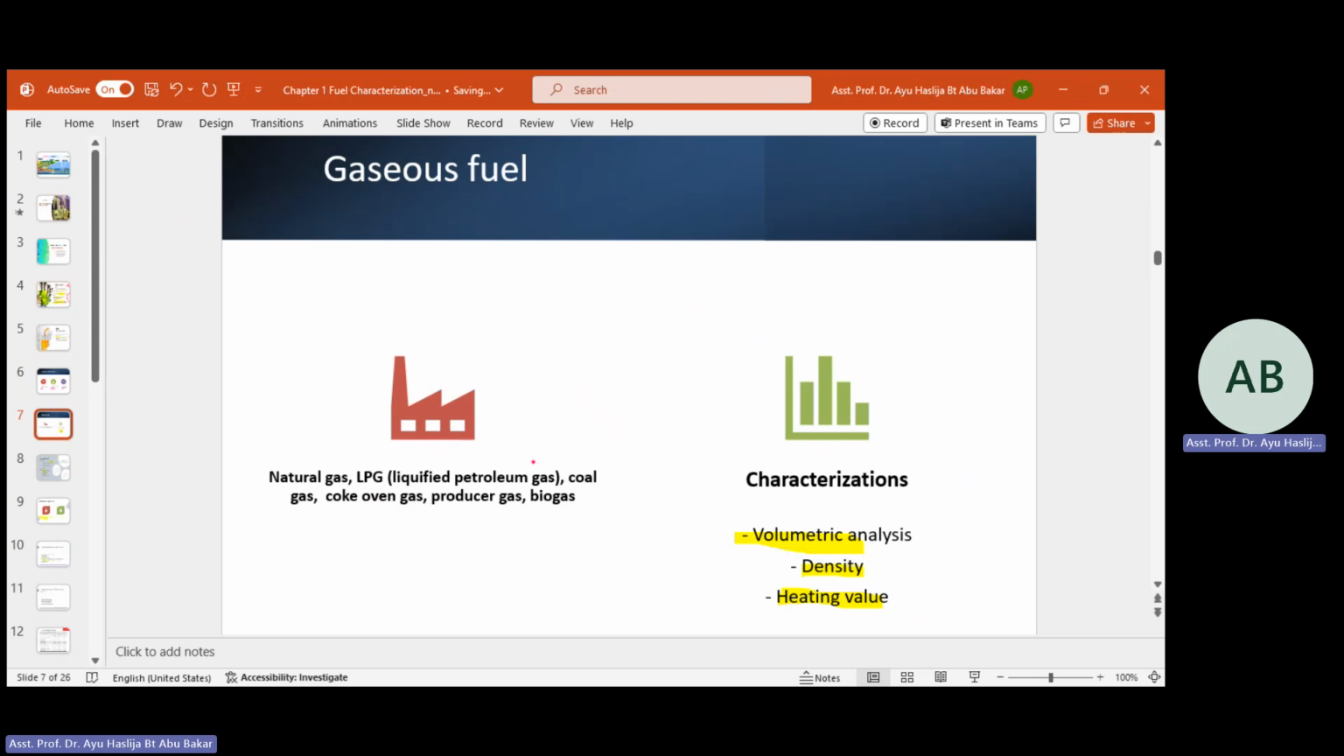So in gas phase lah. The characterization that is important to know is the volumetric analysis, the density, and the heating value. Usually, the industry will focus more on the heating value, because from the heating value, you need to know how much energy produced and how much energy will need to be used. Because energy equals to cost.